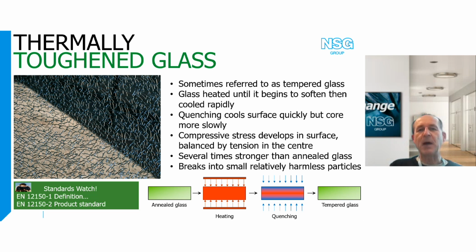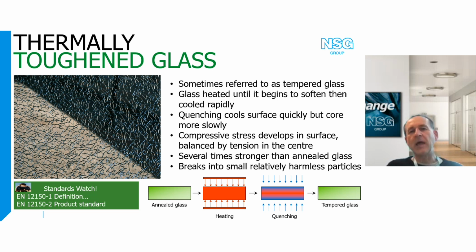These days, the methods of manufacturing toughened glass, sometimes referred to as tempered glass, are a little bit more sophisticated. It involves heating the glass in an oven until it begins to soften and then cooling it rapidly with air. This quenching cools the glass surface quickly, but its core much more slowly. Compressive stress develops in the surface, balanced by tension in the center.